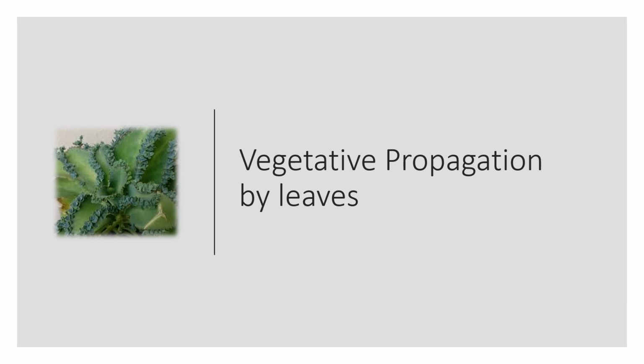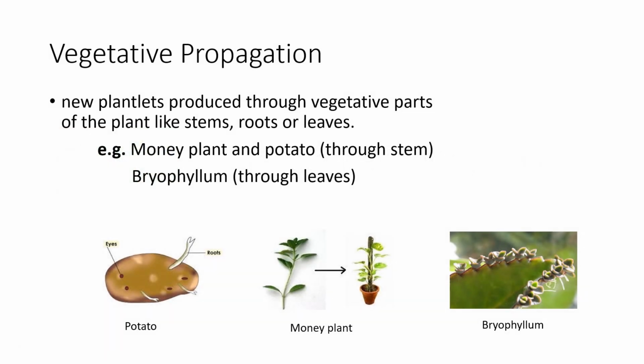The next topic that we will discuss here is vegetative propagation by means of leaves. Now, what is vegetative propagation? It is the process of production of new plantlets through the vegetative parts of the plant, such as stems, roots, and leaves, and not through the reproductive part, of course, that is seed. As you can see in the pictures, the eye of the potato gives rise to a new plant. Money plant propagates through stem cutting and the bryophyllum through leaves. All of these are vegetative propagation.